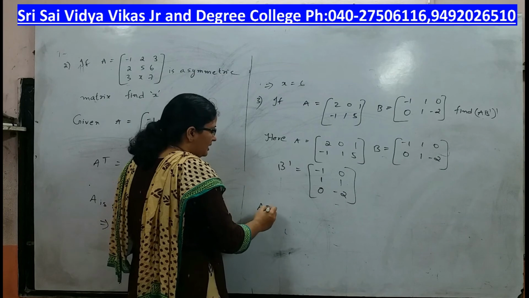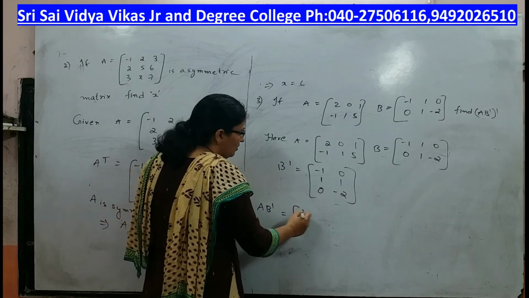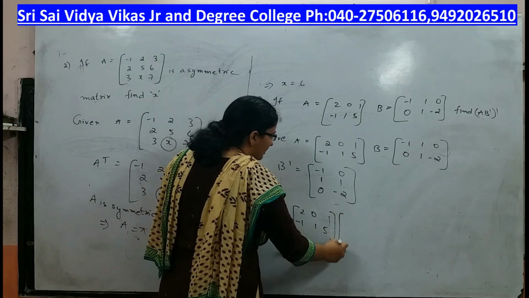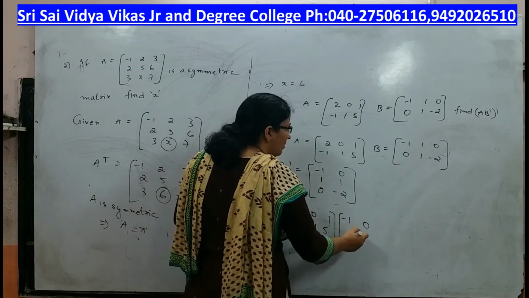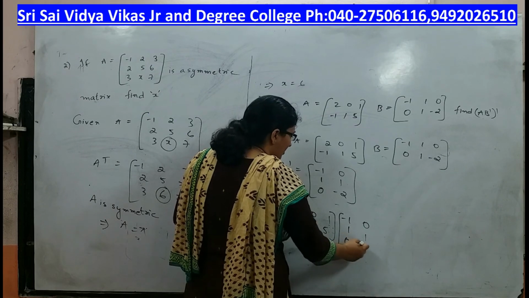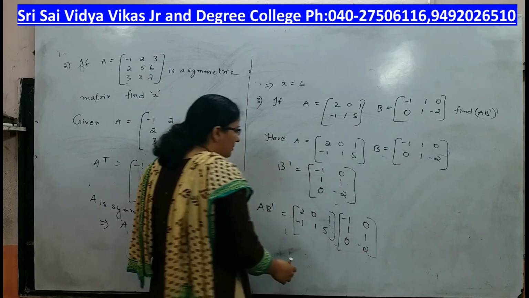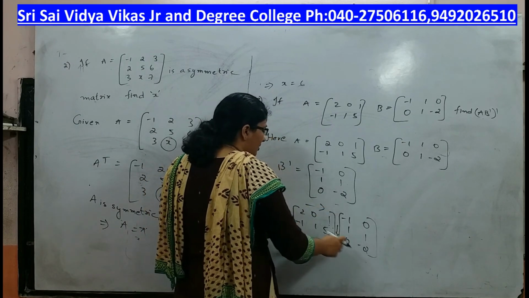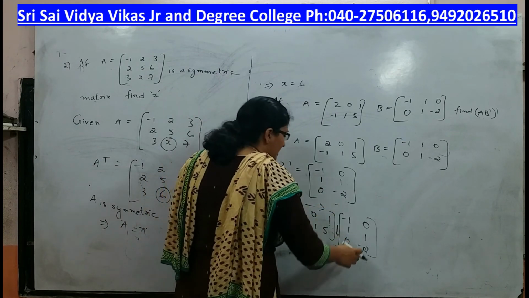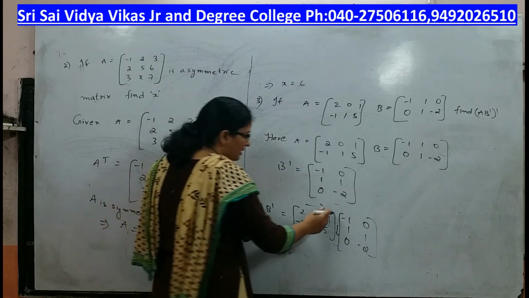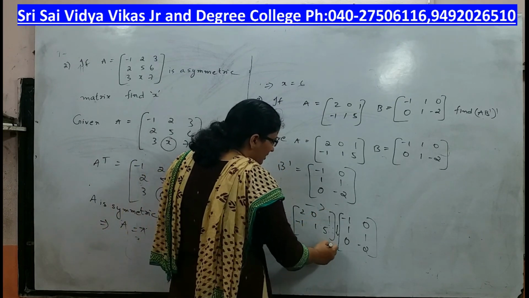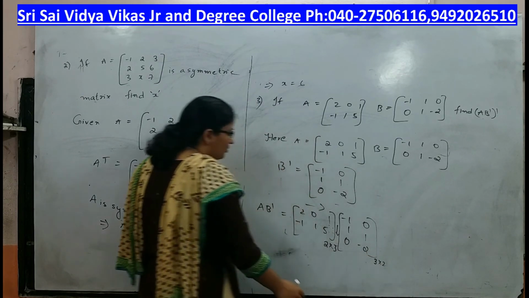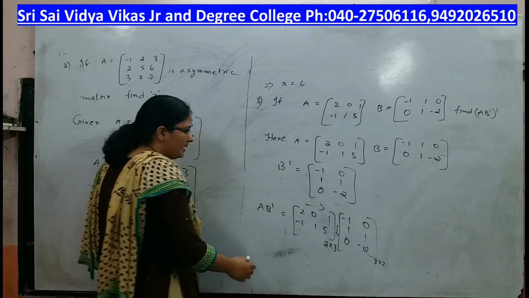A into B transpose is equal to 2, 0, 1, minus 1, 1, 5 times minus 1, 0, 1, 1, 0, minus 2. How to multiply? You have to multiply rows with columns. First row first column, first row second column, second row first column, second row second column. Here the order is 2 by 3. Here the order is 3 by 2. So we can multiply these two matrices. You get a 2 by 2 matrix.